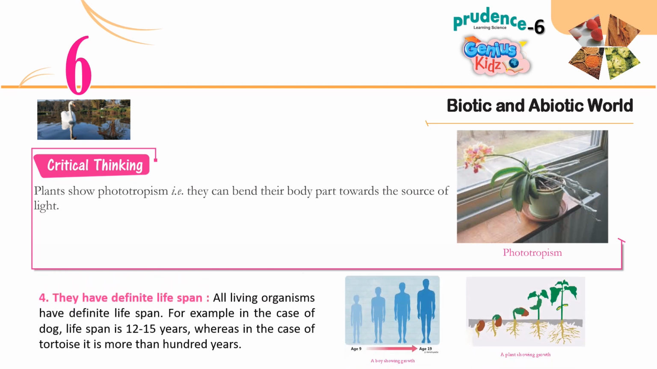4. They have a definite lifespan. All living organisms have a definite lifespan. For example, in the case of a dog, lifespan is 12 to 15 years, whereas in the case of a tortoise it is more than 100 years.